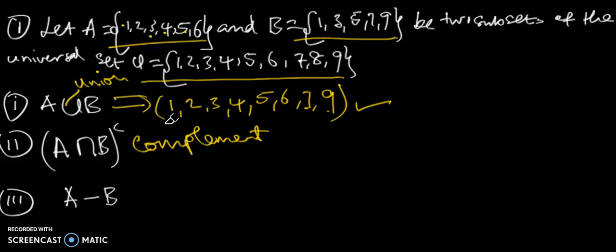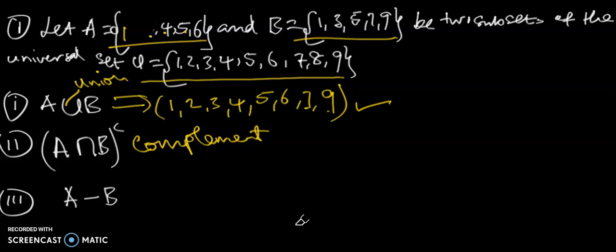But here we've been given A intersection B complement. So first of all, let us find A intersection B. A intersection B is the set of elements that are in A and are also in B. So here you simply note those elements that intersect. We have 1, we have 3, and we have 5.